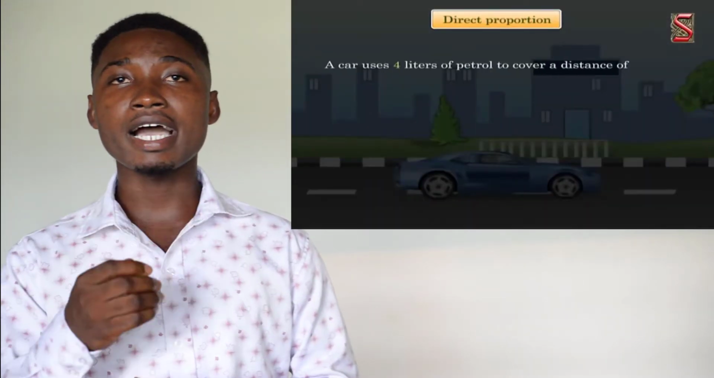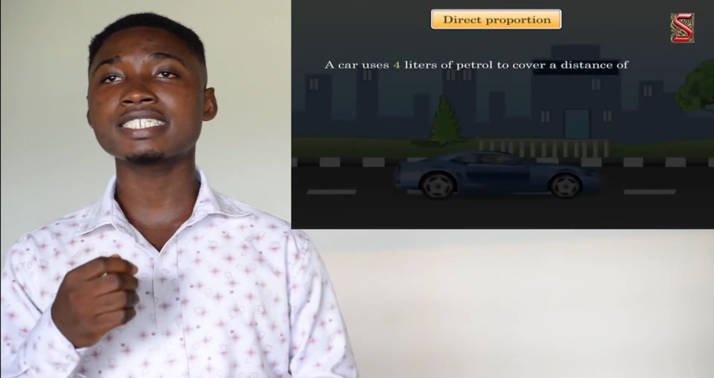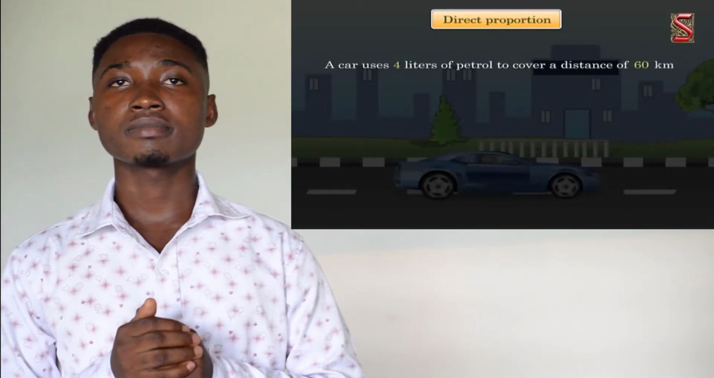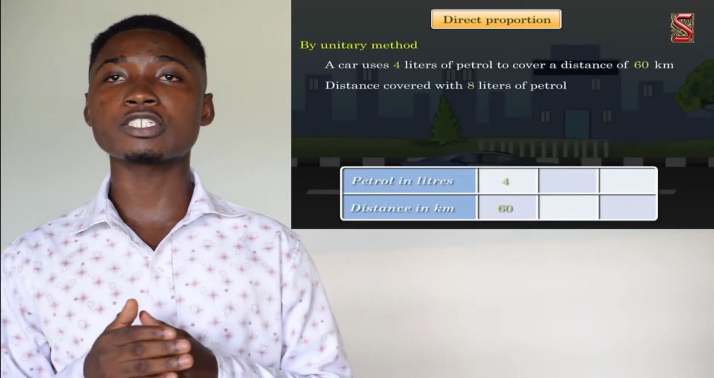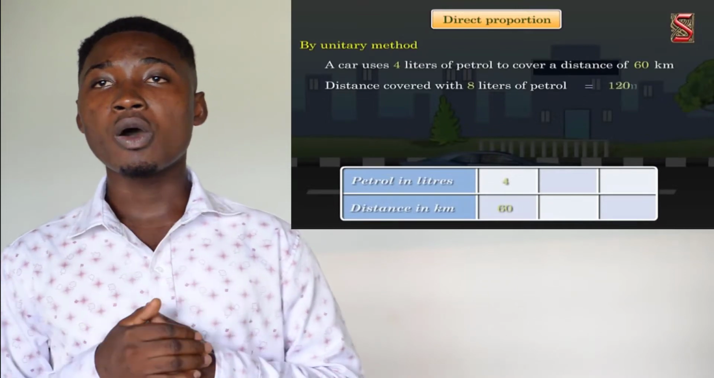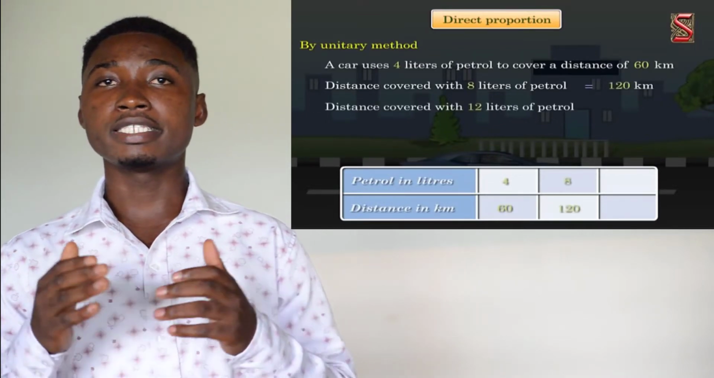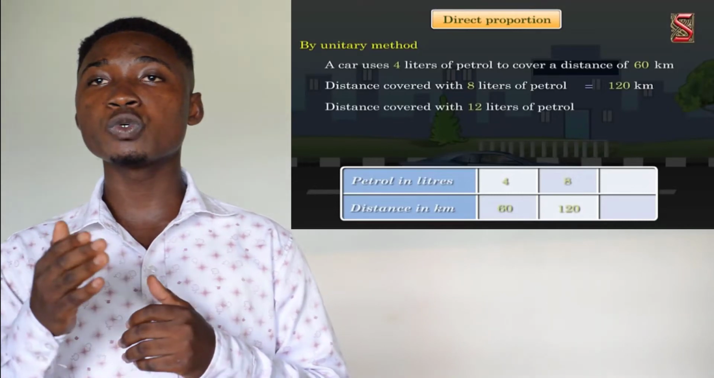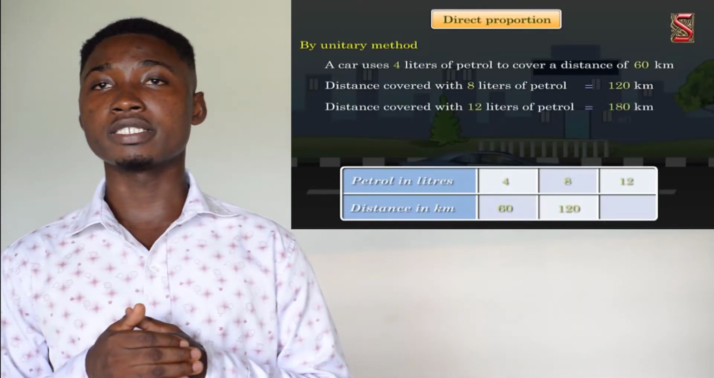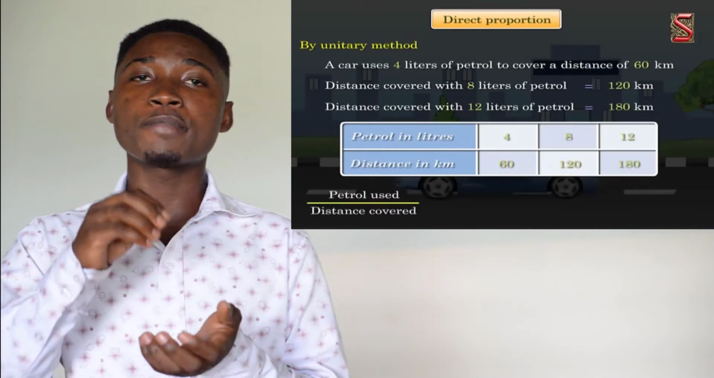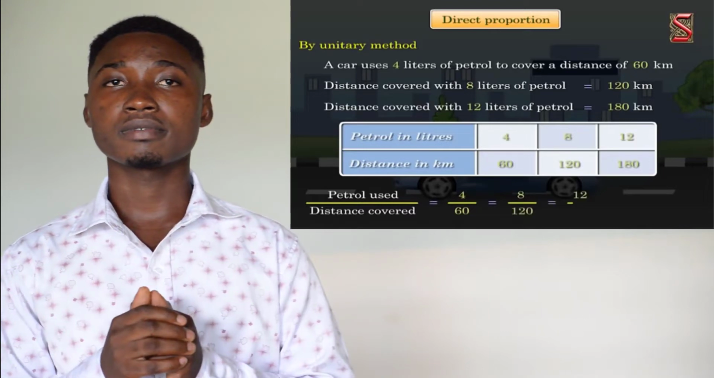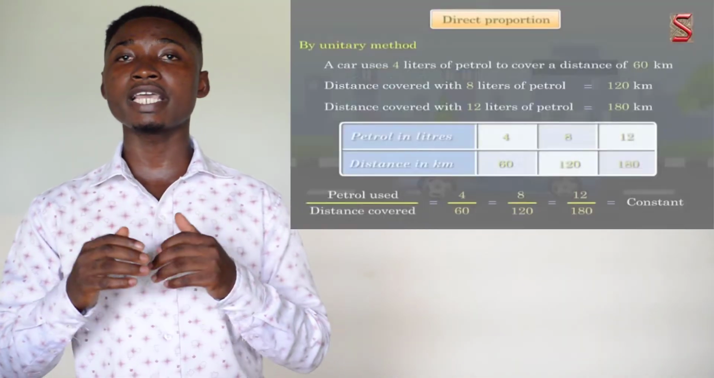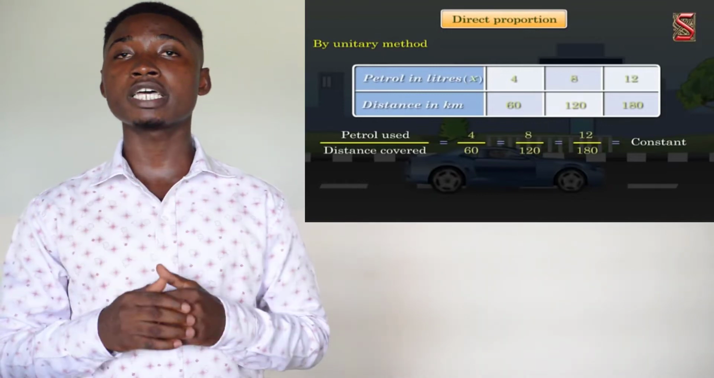Let us consider another real-life situation. A car uses 4 liters of petrol to cover a distance of 60 kilometers. By the unitary method, we can find that 8 liters of petrol gives 120 kilometers. The same happens to 12 liters of petrol, which would be 180 kilometers. We can also see that the ratio of petrol used to the distance covered is the same, so it is constant. Let petrol in liters be x and distance in kilometers be y.